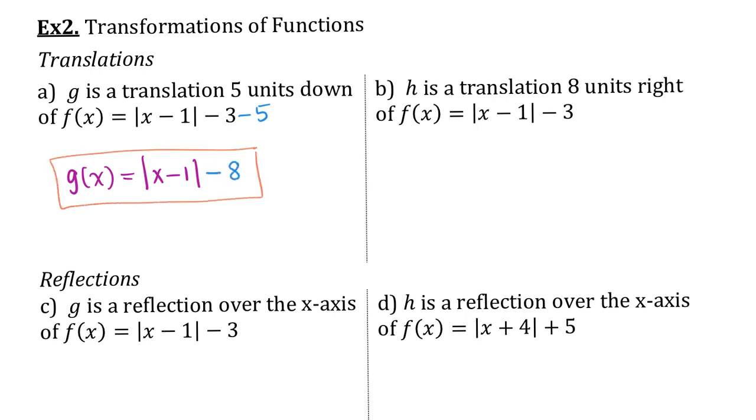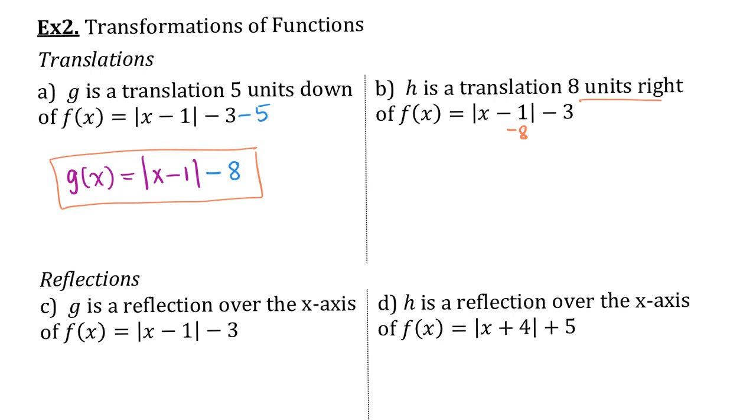And it kind of makes sense. This was right 1, down 3. If I go down 5 more, now I'm down 8. Okay, for B, h is a translation 8 units right of f of x equals the absolute value of x minus 1 minus 3. So 8 units right, where is that? That's in the parentheses. If I'm going right, it's normally x minus 8, but there's already a -1 there. So I'm going to subtract 8 inside the absolute value sign.